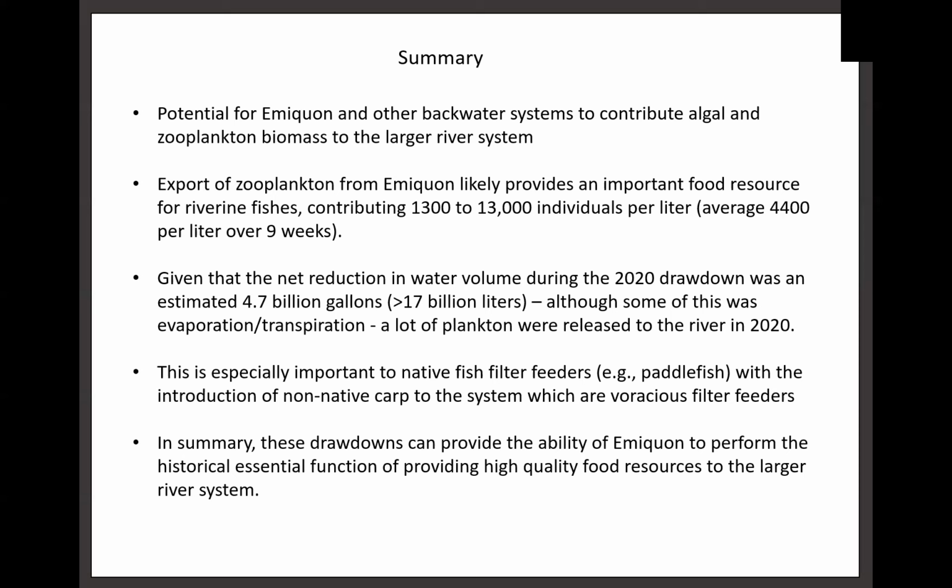Now, with the introduction of filter-feeding carp, voracious filter feeders, this is especially important for our native filter-feeding fish species like paddlefish. And in summary, these drawdowns can provide the ability of backwater areas like Emiquon to perform this historical, essential function of providing high-quality food resources to the larger river system.